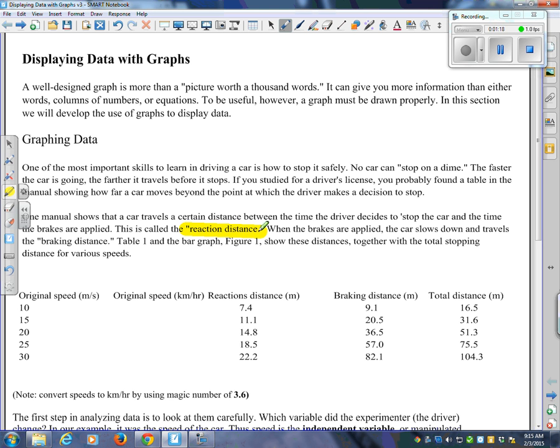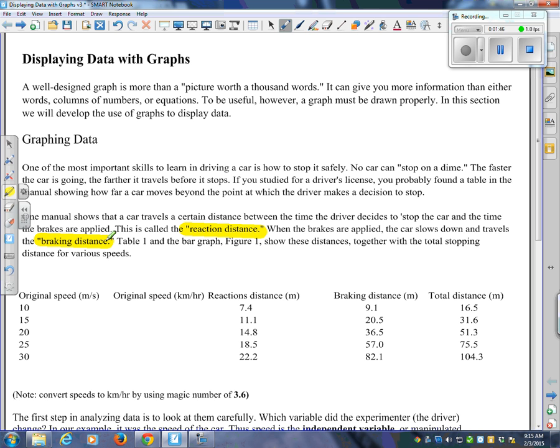If you had to define reaction distance, that would be what? It's the distance that the car goes when your brain registers you have to stop and your foot actually gets to the brake pedal. Is it going to be a short distance? Likely. Hopefully. When the brakes are applied, the car slows down and travels the braking distance. So there's two distances: the reaction distance and the braking distance. Now there's one major difference between those two.